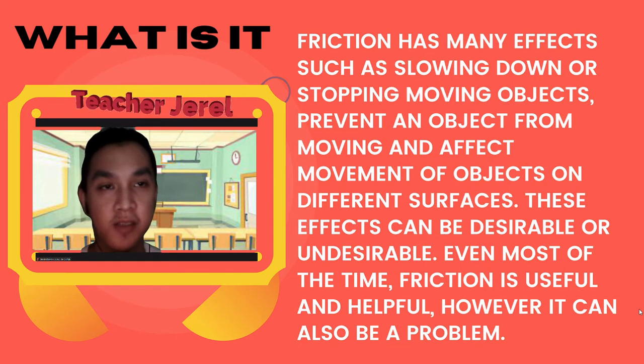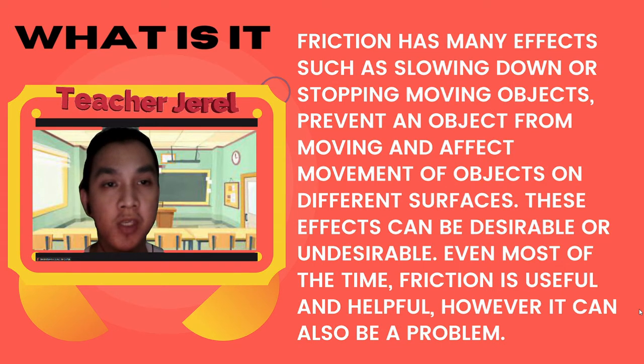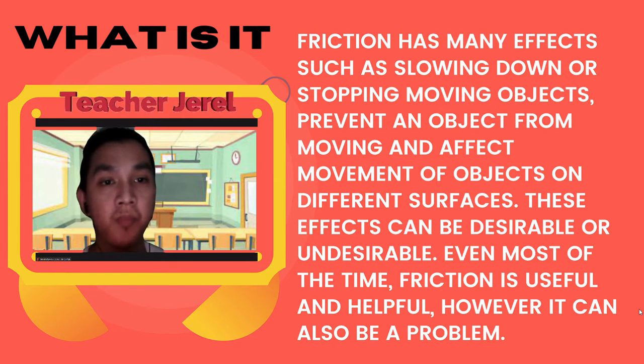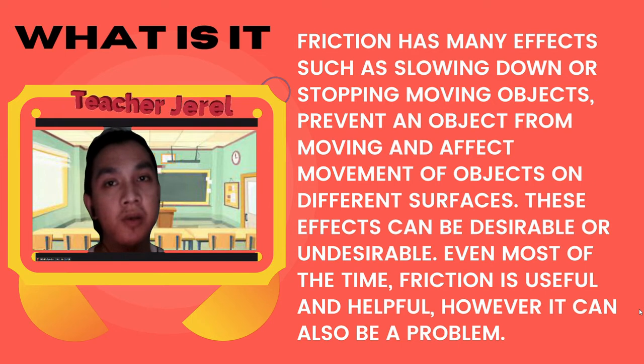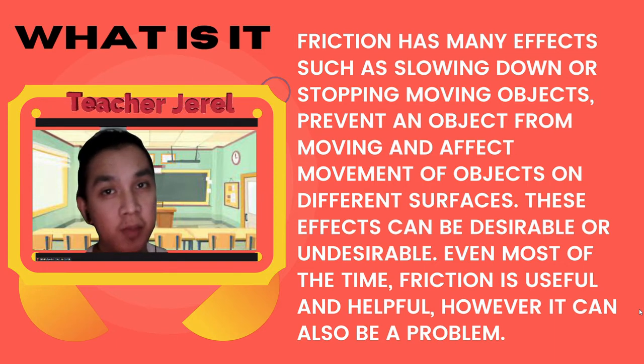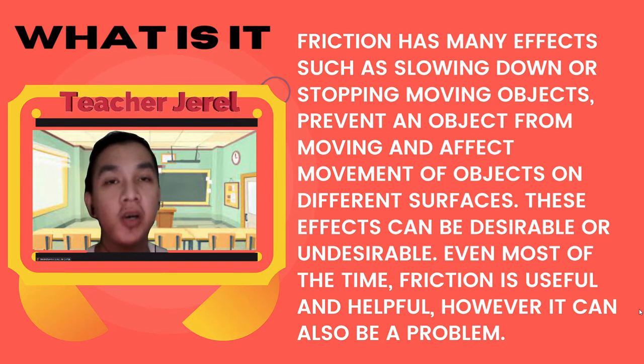Friction has many effects, such as slowing down or stopping moving objects, preventing an object from moving, and affecting movement of objects on different surfaces. So, kapag nagbe-brake, bumabagal, or nagsa-stop siya mismo. These effects can be desirable or undesirable. Kapag desirable, ginugusto mo siya. Ginagawa mo voluntarily. While undesirable is involuntary. Kumbaga, kontrolado mo kapag desirable. Kapag hindi mo kontrolado, undesirable.